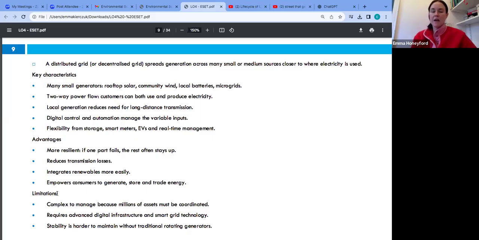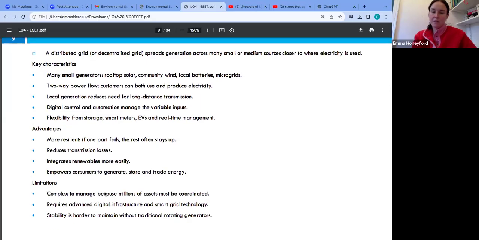electricity, and having a decentralized grid is positive for that. So there are limitations also with that, like with anything. It is complex to manage a decentralized grid because millions of assets must be coordinated, which brings in other problems around asset management and control. It requires advanced digital infrastructure and smart grid technology. Stability is harder to maintain without traditional rotating generators.